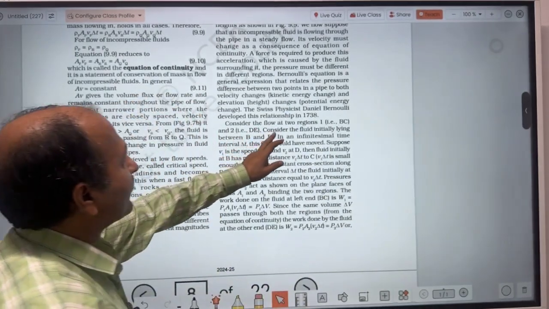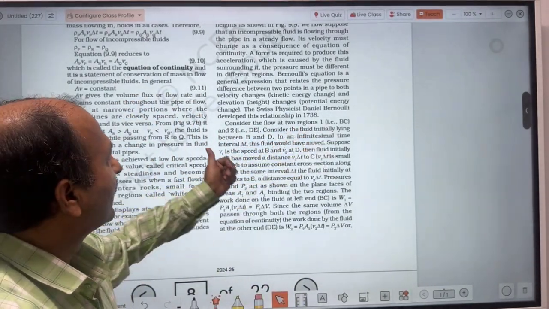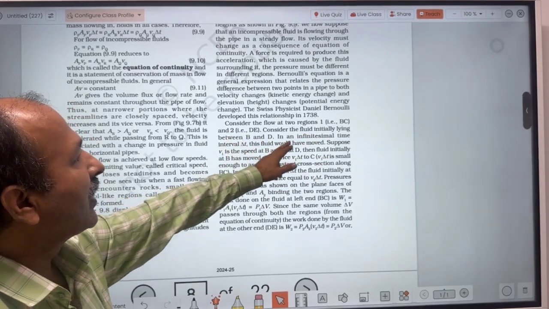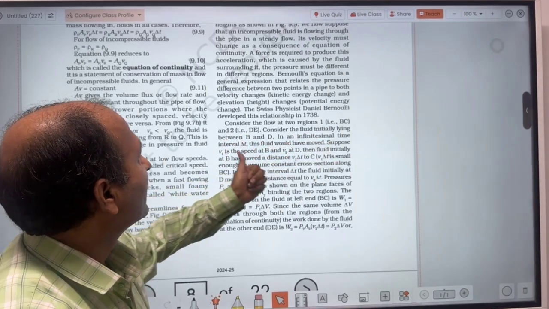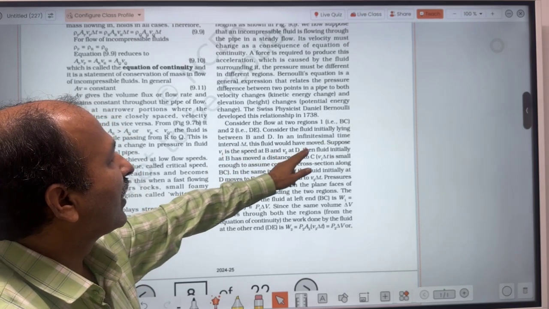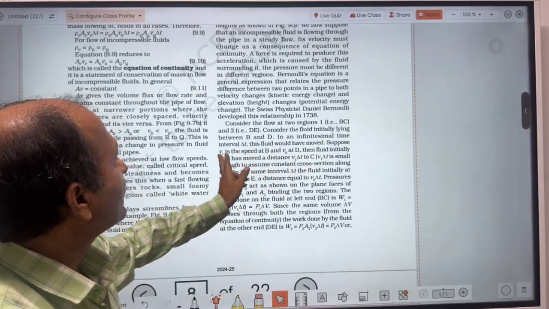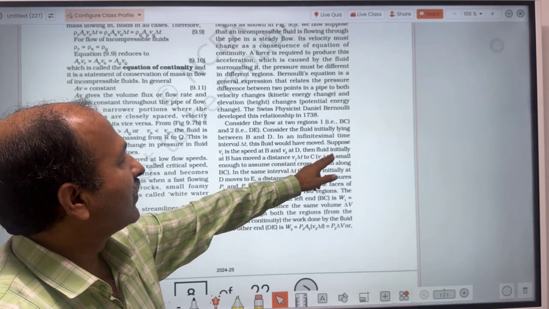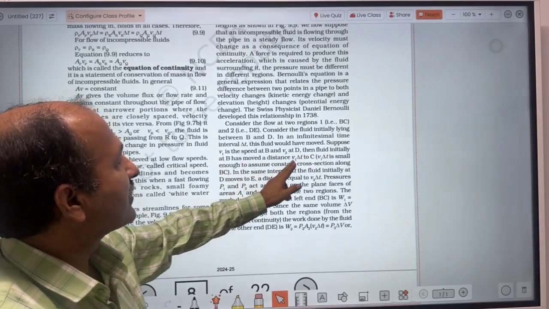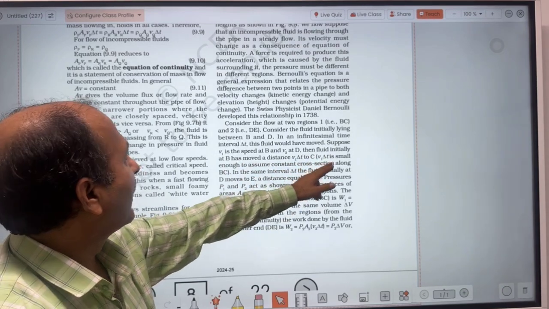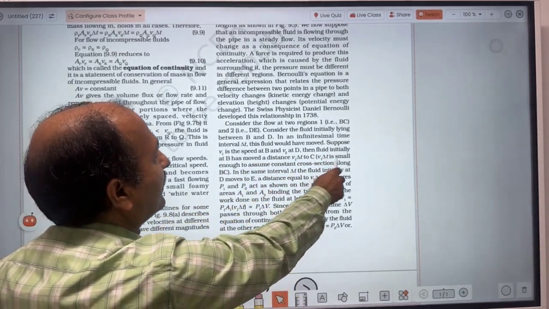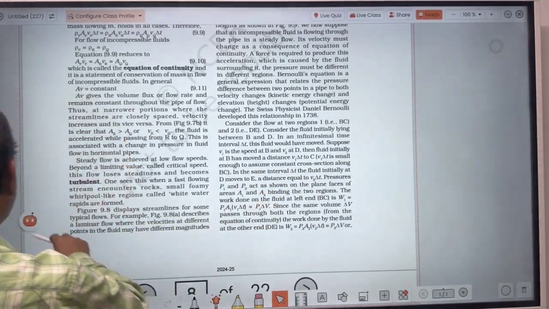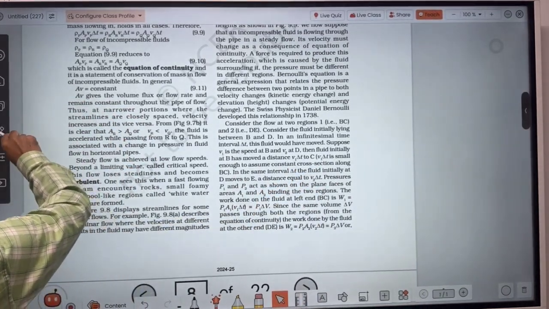Now consider the flow at two regions, one BC and two DE. Consider the fluid initially lying between B and D in an infinitesimal time interval delta t. This fluid would have moved. Suppose V1 is the speed at B and V2 at D. Then the fluid initially at B moved a distance V1 delta t, and V1 delta t is small enough to assume a constant cross section along BC. So you can understand it this way.